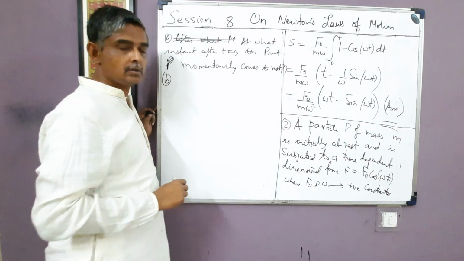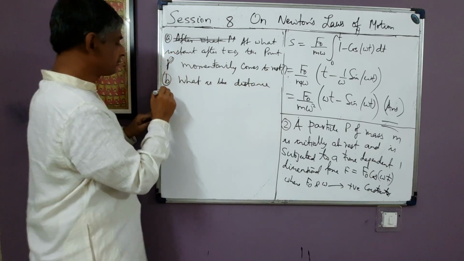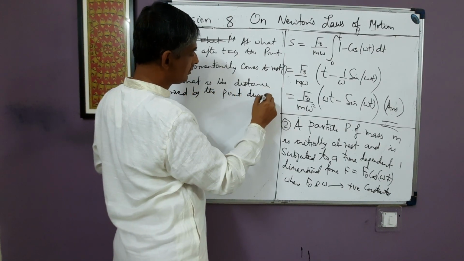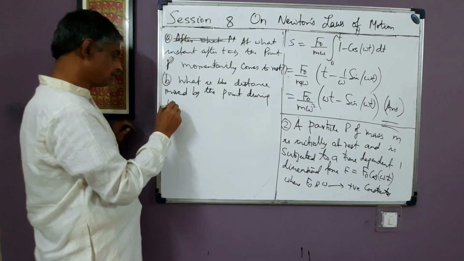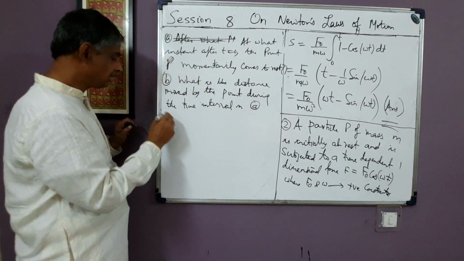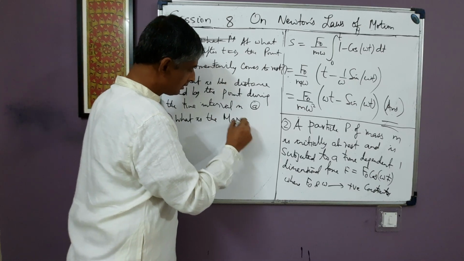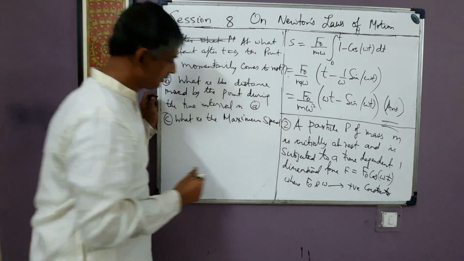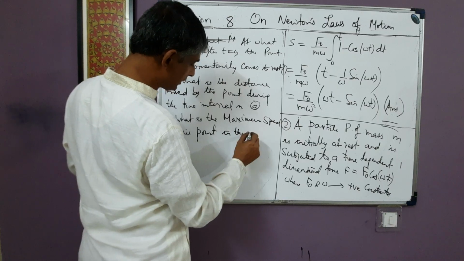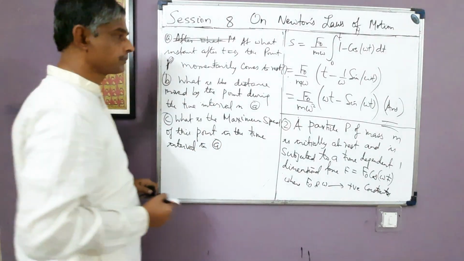Second is, what is the distance moved by the point during the time interval which has been found in part A? And C is, what is the maximum speed of this point in the time interval in part A? So these three things have been asked.